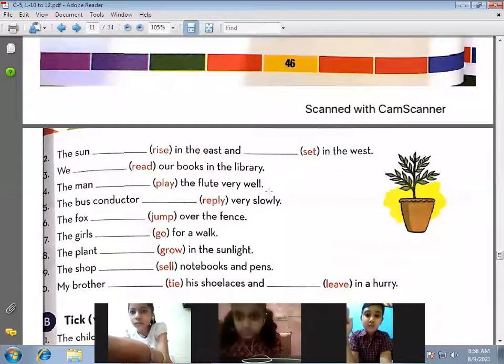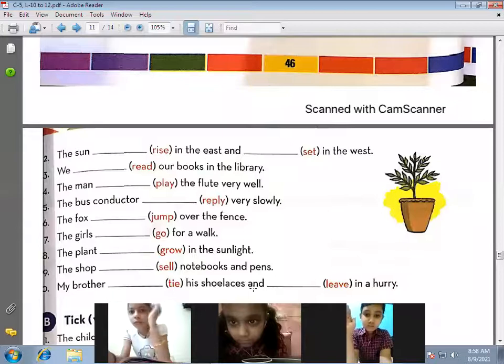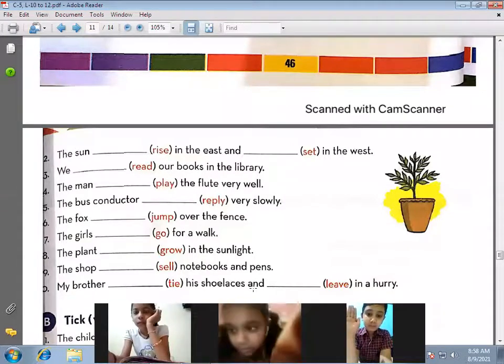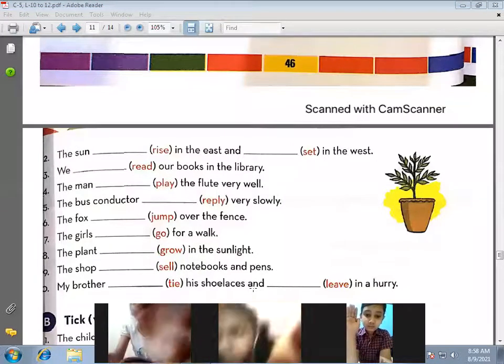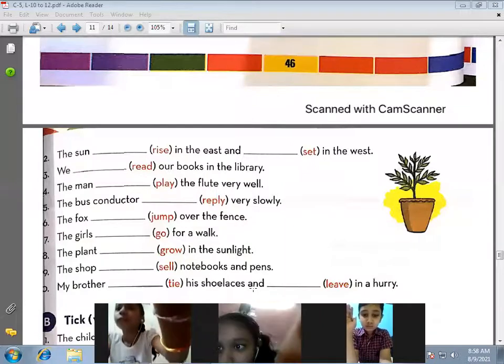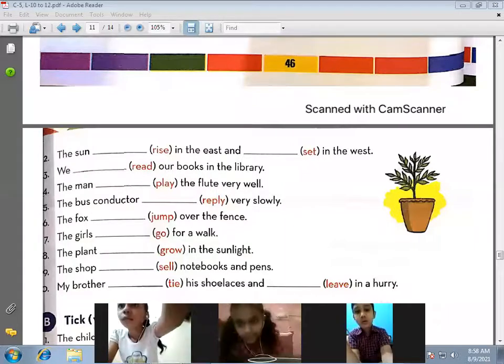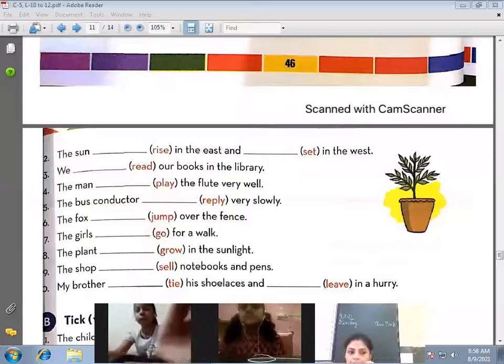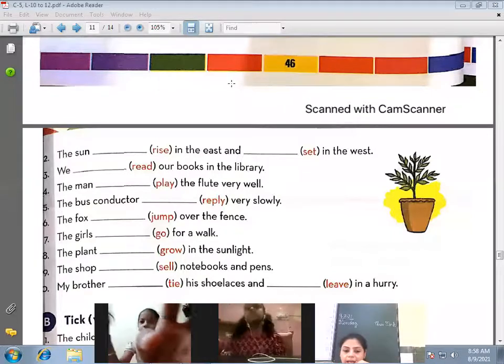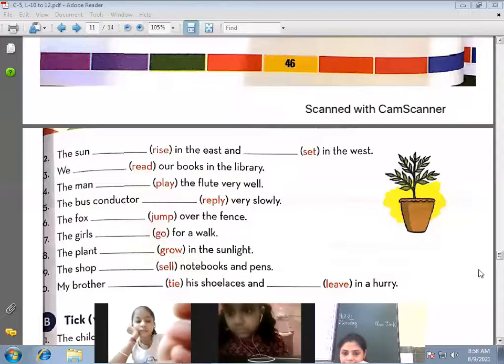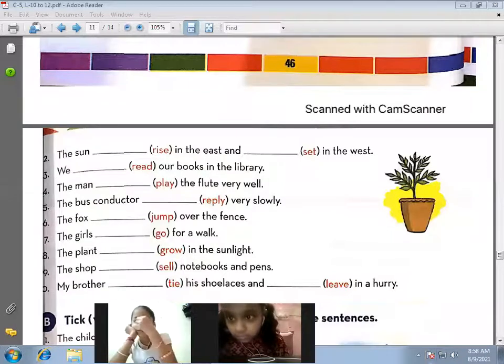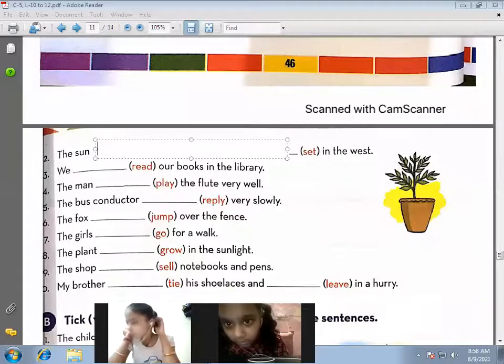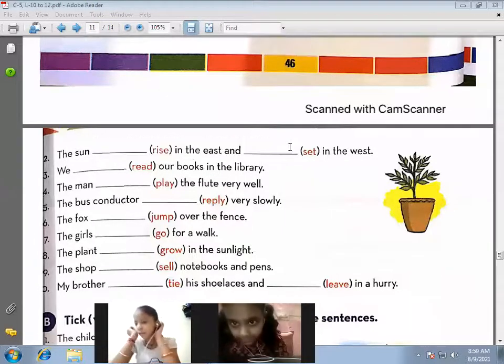Now the next one. The sun dash in the east and dash in the west. I'll ask from roll number 1 to 10. Arya, tell me the answer of the first one. The sun rises in the east and sets in the west. Correct. So here we'll write rises, and here we'll write sets. Arya, you can mute yourself.